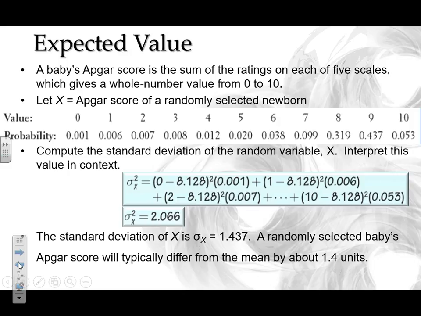So when you interpret standard deviation, a randomly selected baby's APGAR score will typically differ from the mean by about 1.4 units. When you're interpreting standard deviation, it is the typical distance from the mean score. That is the wording I need to see in your explanation: the typical difference from the mean score. The only other thing you have to add with that then is context. What are you actually measuring in the problem?